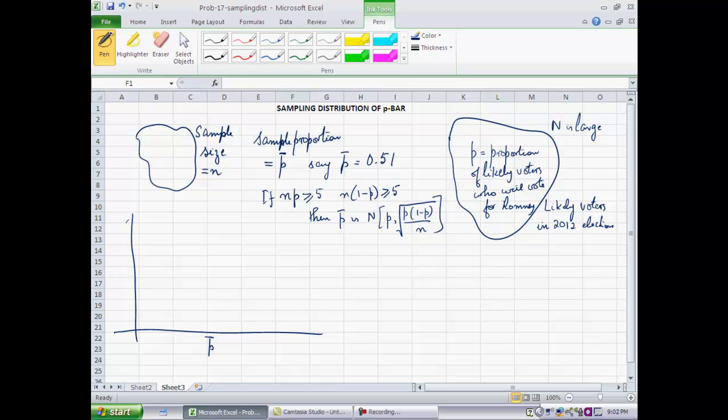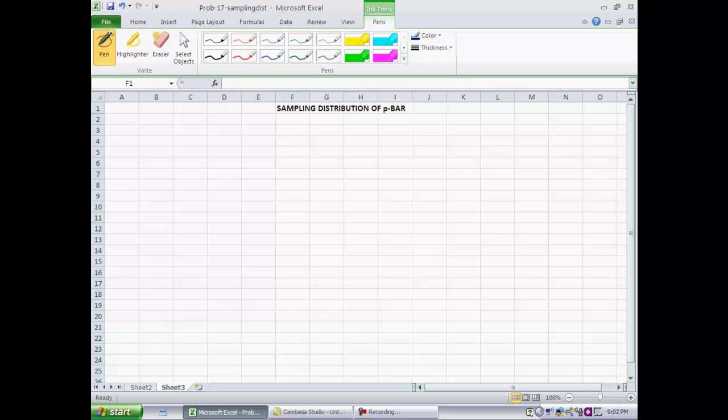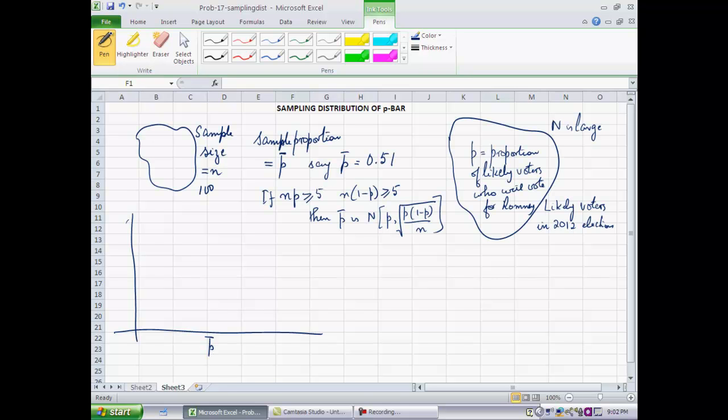So what do I do? I take a sample of size n. Let's say I talk to 100 likely voters. I ask each one of them, would you vote for Romney? They say yes or no. Based on that, I come up with a sample proportion p bar. Let's say that p bar comes to 0.51. So 51 out of those 100 people in the sample said they would vote for Romney. So this sample proportion p bar is my point estimate of p.